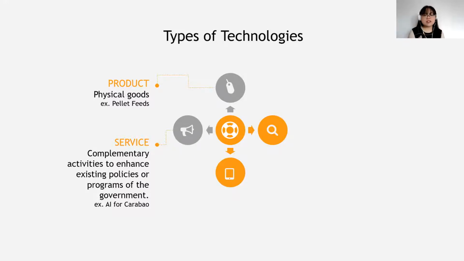Okay, so for example, another here is artificial insemination of carabaos. That service provided to carabao owners is also a type of technology.